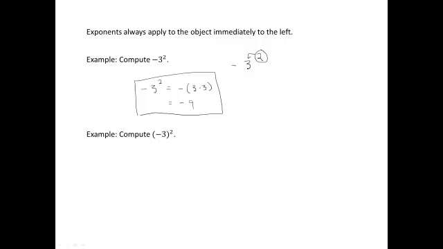Example, compute (negative 3) squared. This time we have a lot more symbols. If we look at our exponent and look immediately to the left of it, we have a parentheses. This tells us that this exponent applies to the entire parentheses. So (negative 3) squared is equal to negative 3 times negative 3. Negative 3 times negative 3 is positive 9. These two examples are very important because students mess this up all the time. So think about this and remember, exponents apply to the object immediately to the left.